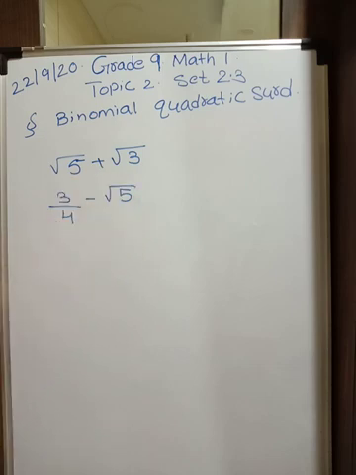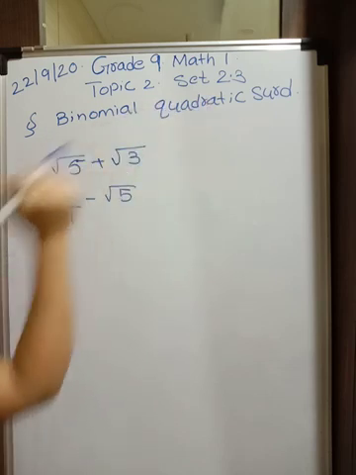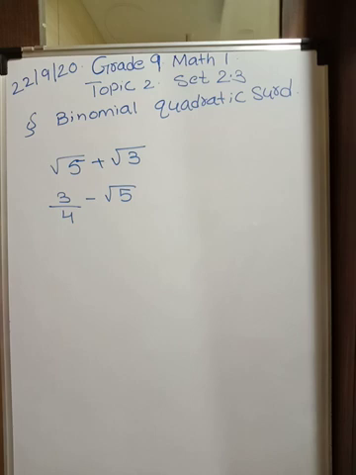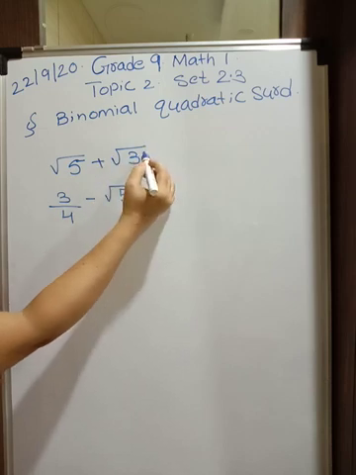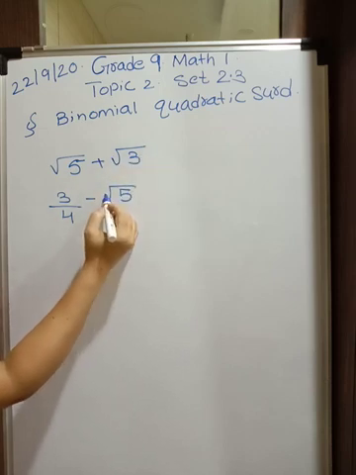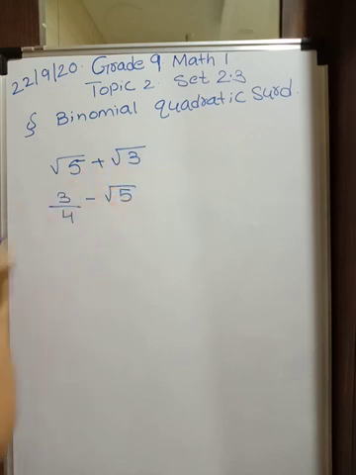So these two are binomials. Second, quadratic surd. Quadratic means what? What do you mean by quadratic? If the order of the surd is 2. You can see here order is 2, here order is 2. This is square root sign, no. And here also order is 2. Therefore, this is quadratic surd.